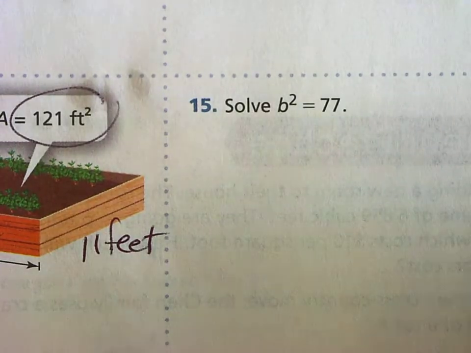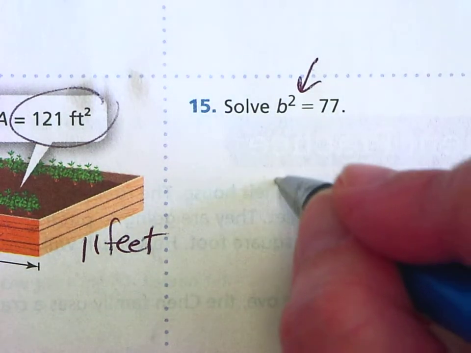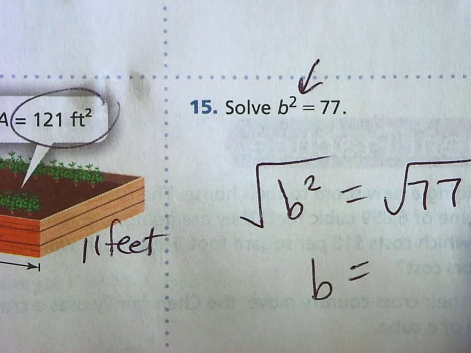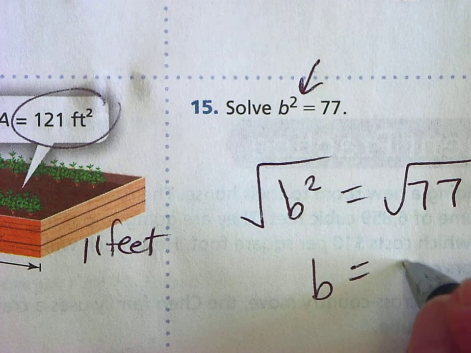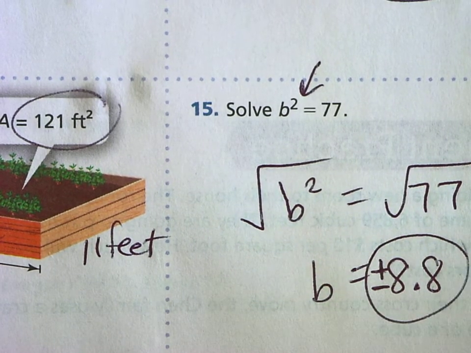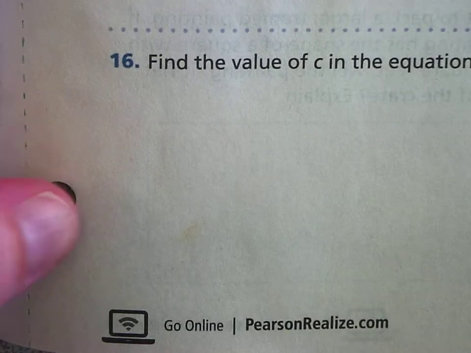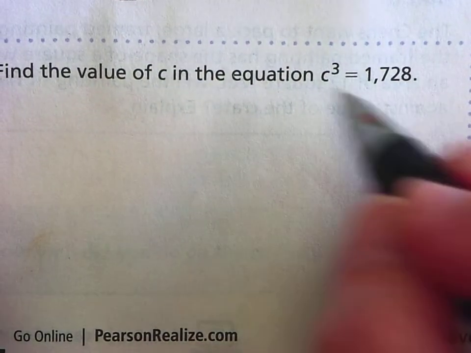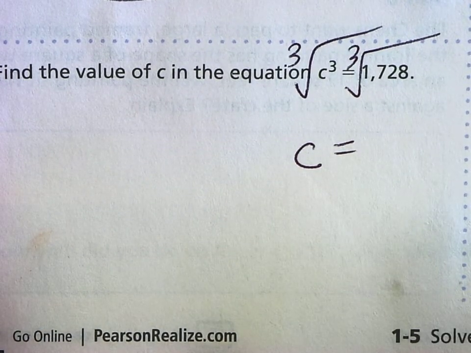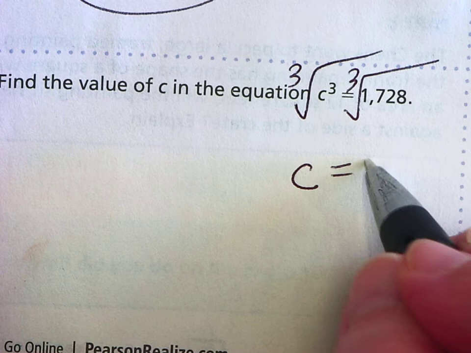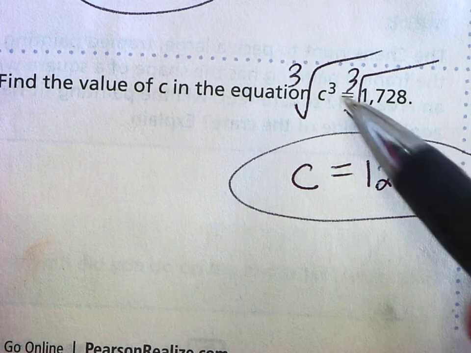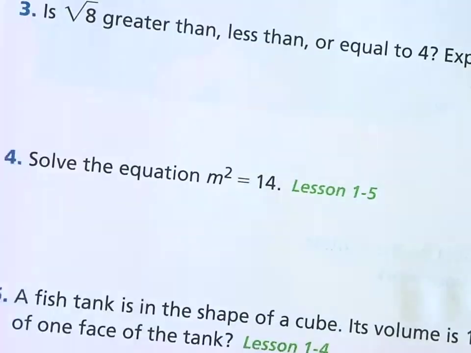Okay, this one is a square, right? So you're going to square root each side. And the square root of b squared is b, the square root of 77, rounded correctly, 8.8, positive and negative. Square roots are positive and negative. Okay, so this one is the cube root, so that means you're going to cube root both of these. So the cube root of c cubed is c, and the cube root of 1,728 is 12. If it's a 3, you're going to cube root it. If it's a 2, you're going to square root it.